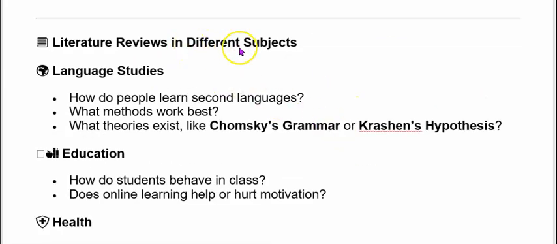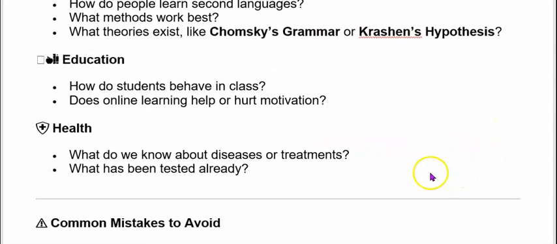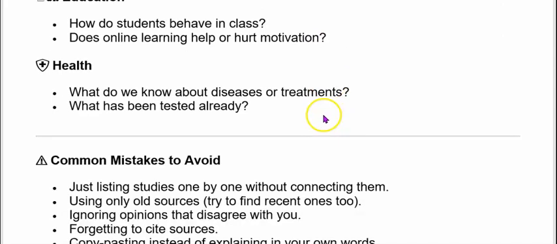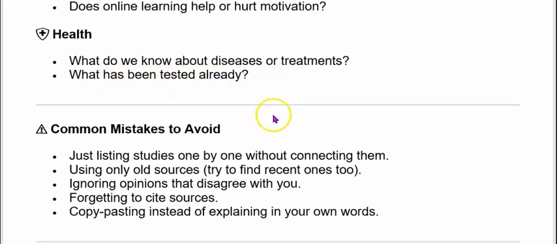Literature reviews in different subjects. Language studies, how do people learn second languages? What methods work best? What theories exist like Chomsky's grammar or Krashen's hypothesis? Education, how do students behave in class? Does online learning help or hurt motivation? Health, what do you know about diseases or treatments? What has been tested already?